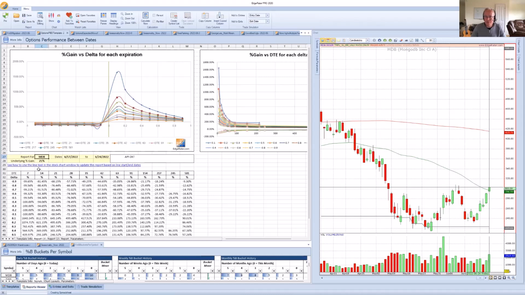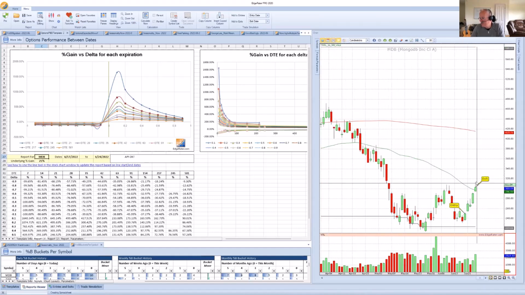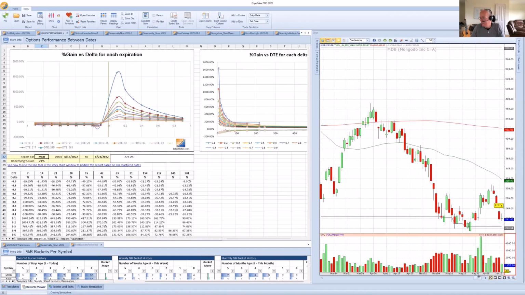So you can see that the 7-day to expiration option at the lowest delta, the furthest out of the money that was tracked here, which is a 0.1 delta, gained 1,500%, or 15 times its initial price. So it's interesting to see those kinds of things. If I make sure that annotations is turned on, it's always going to put the entry and exit date onto the chart, so you can see what you're reporting on.